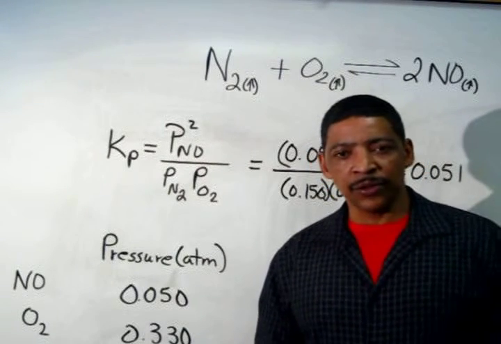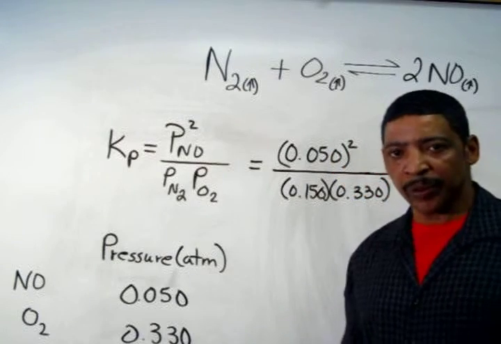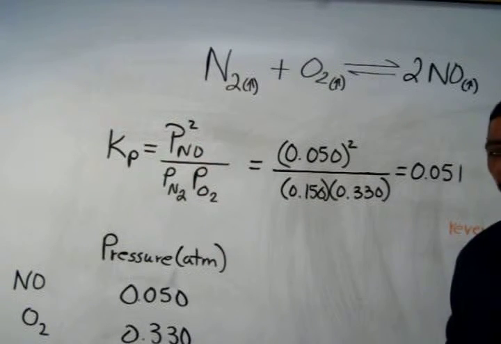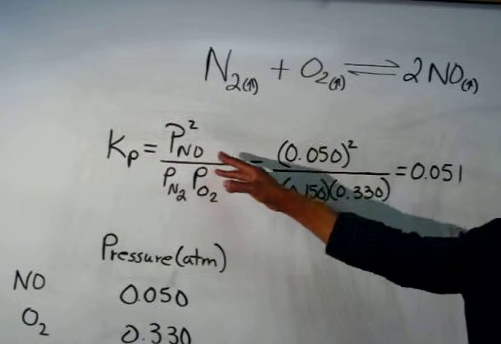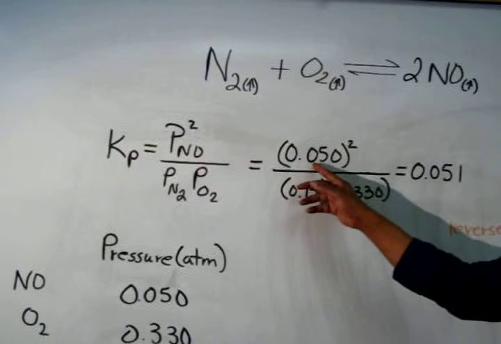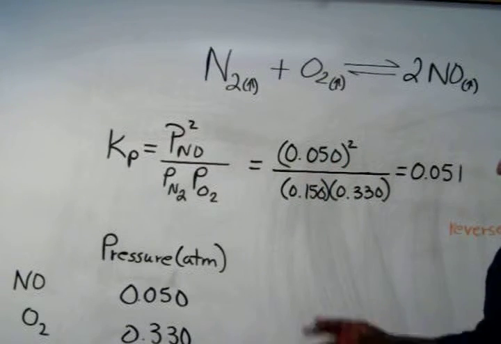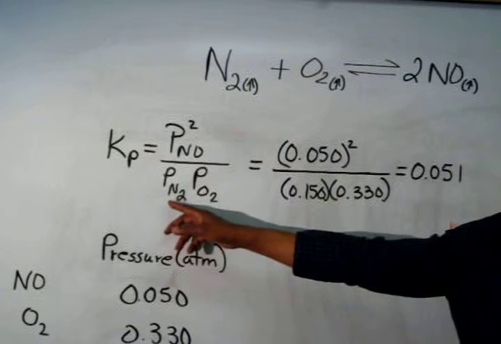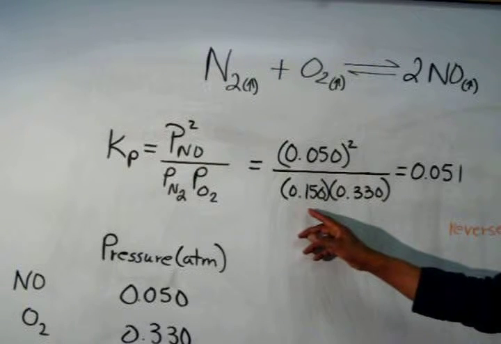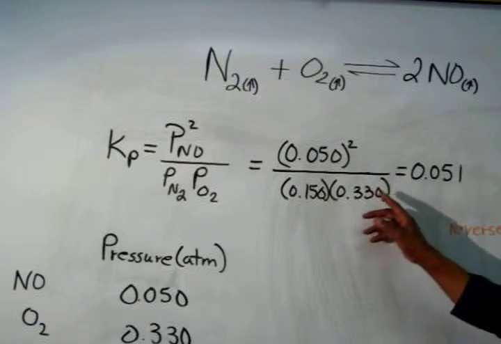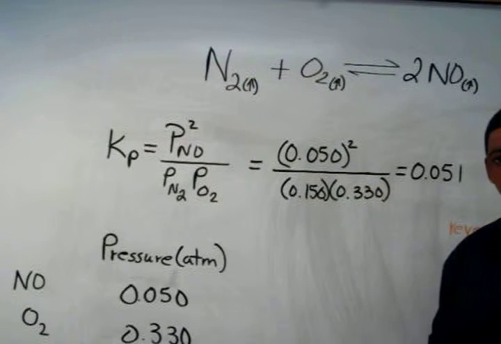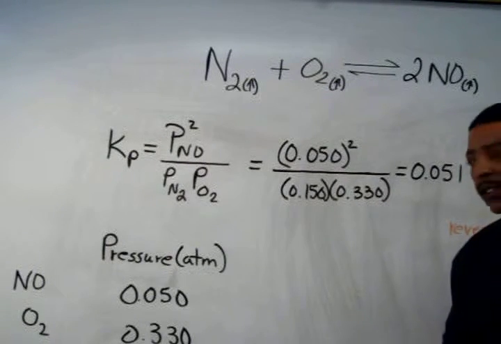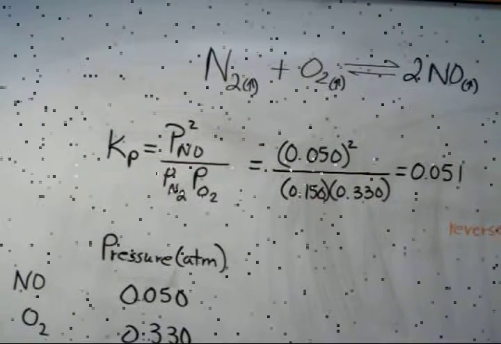This information may now be used to calculate the KP for this equilibrium reaction. Simply insert the values into the KP expression, where the partial pressure of the nitrogen monoxide is found to be 0.050. This value is squared. Then simply multiply the partial pressures of the nitrogen and the oxygen, which are 0.150 times 0.330. Then divide the numerator by the denominator to calculate a KP value for this reaction to be 0.051.